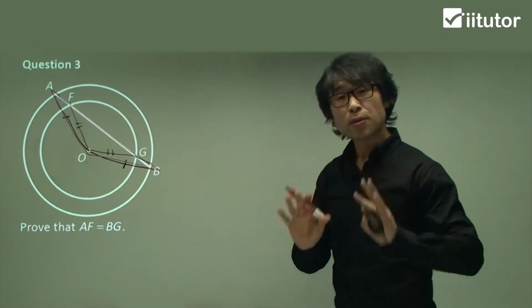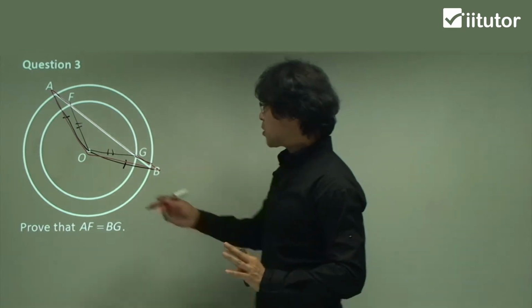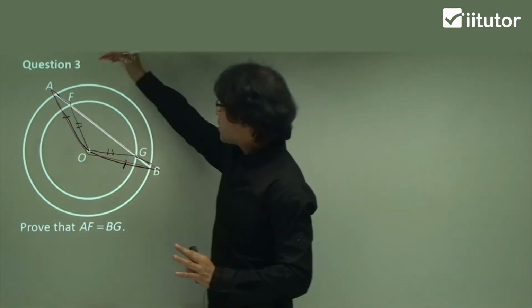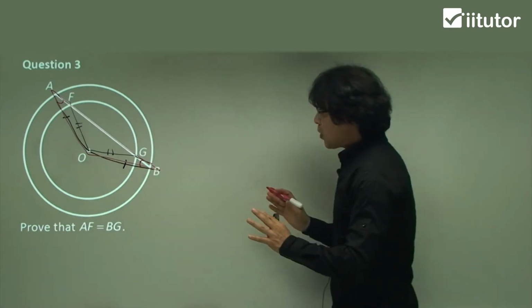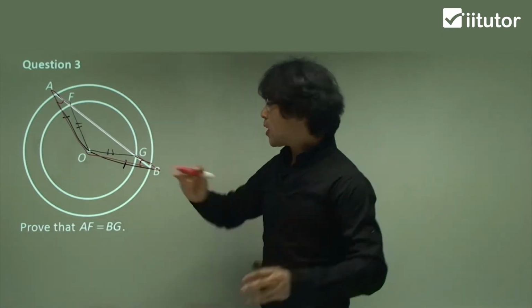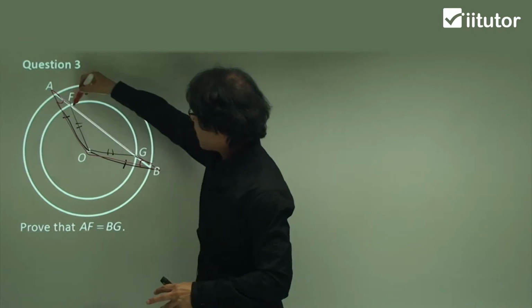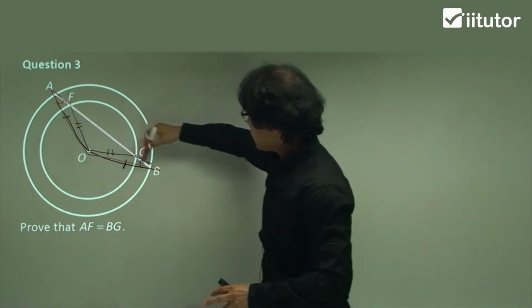Yes, that's an isosceles triangle, because same radii. Right? Therefore, these two base angles must be equal. Now, what you can see, have a look at the triangles OAF and OBG.